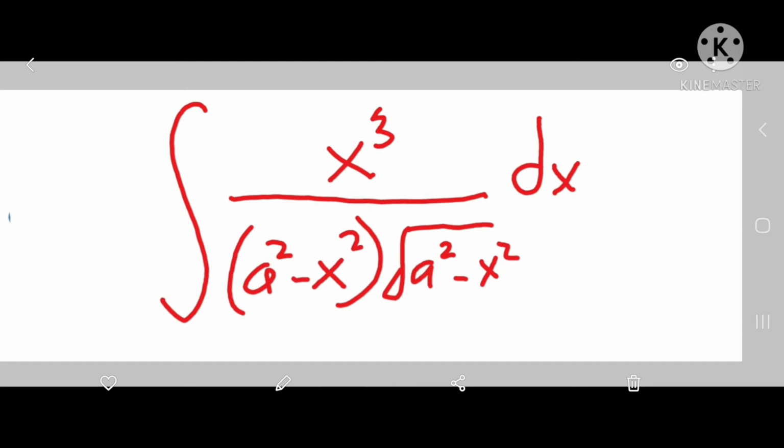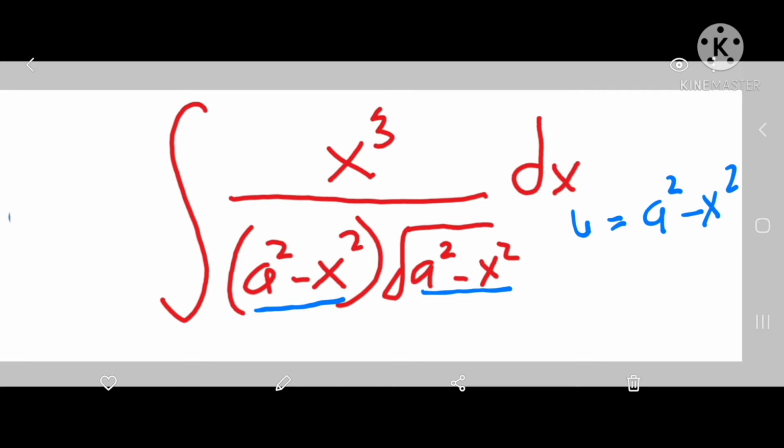Now, when you look at the denominator, you realize that it has a common factor, which is a squared minus x squared. So we can apply the rule of indices for it. Then we use the u-substitution to solve it. We let u be equal to a squared minus x squared.